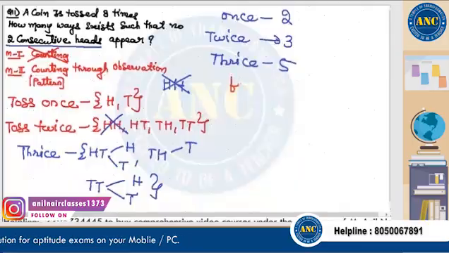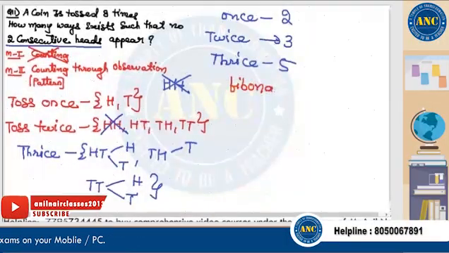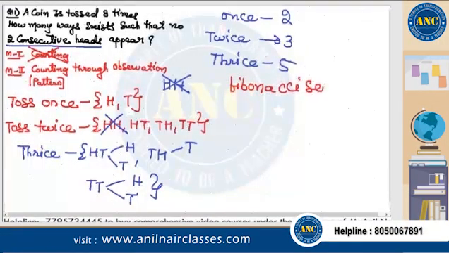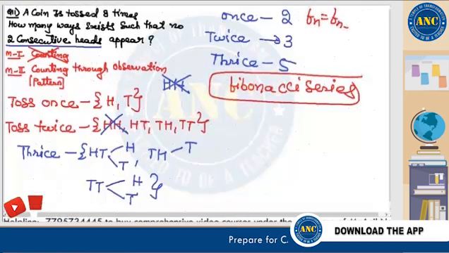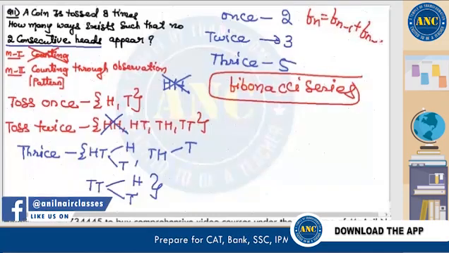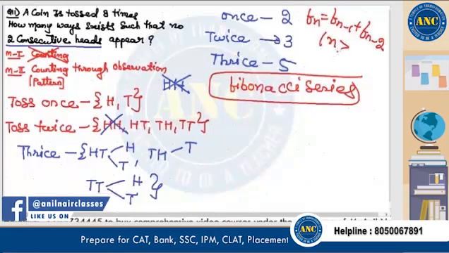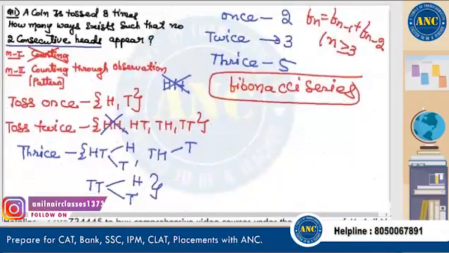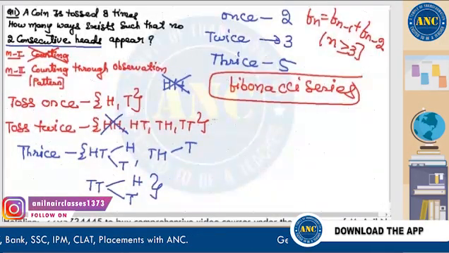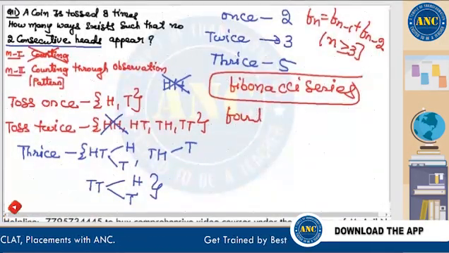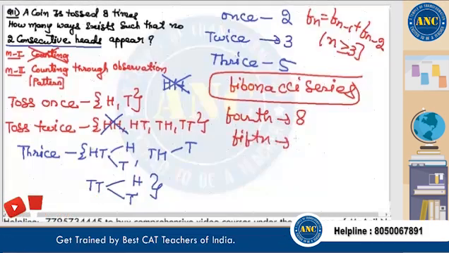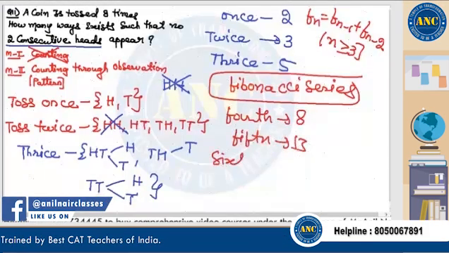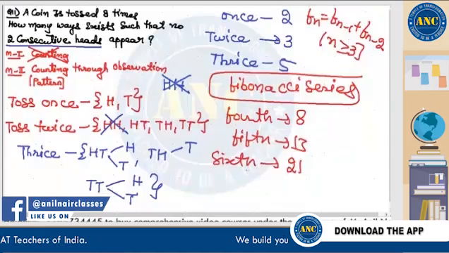This is a beautiful application of the Fibonacci series. What is the Fibonacci series? Fn is nothing but Fn minus 1 plus Fn minus 2. The third is the sum of the previous two. The fourth one will be 5 plus 3, 8. The fifth one will be 8 plus 5, 13. The sixth one will be 13 plus 8, 21.